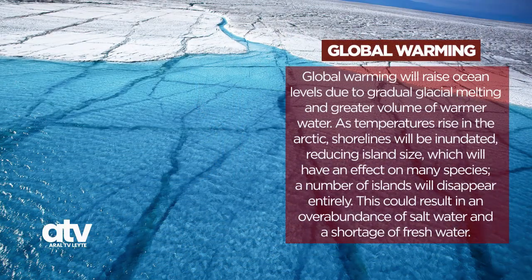Global warming will raise ocean levels due to gradual glacial melting and greater volume of warmer water. As temperatures rise in the Arctic, shorelines will be inundated, reducing island size, which will have an effect on many species. A number of islands will disappear entirely. This could result in an overabundance of salt water and a shortage of fresh water.